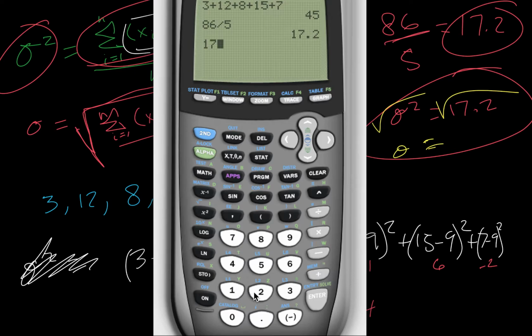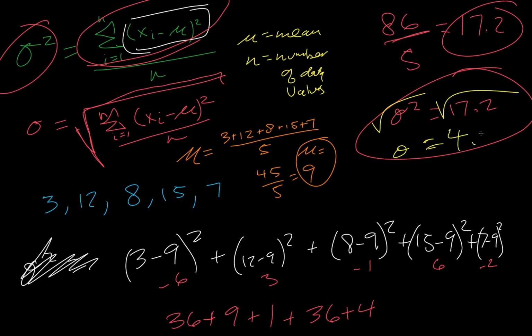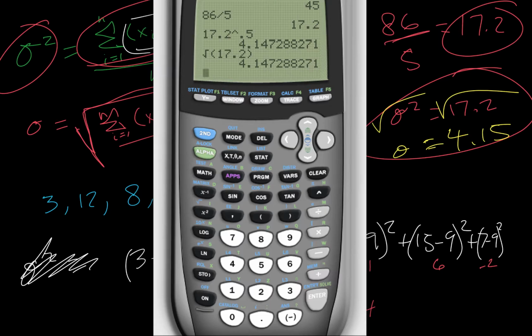So 17.2 raised to the 0.5 is one way we could do it, or we could do second, square root of 17.2, and we'll get the same answer. So it's 4.15 if we round and go out to 3 significant figures. Okay. Yeah, that's pretty much it if we're doing it by hand.